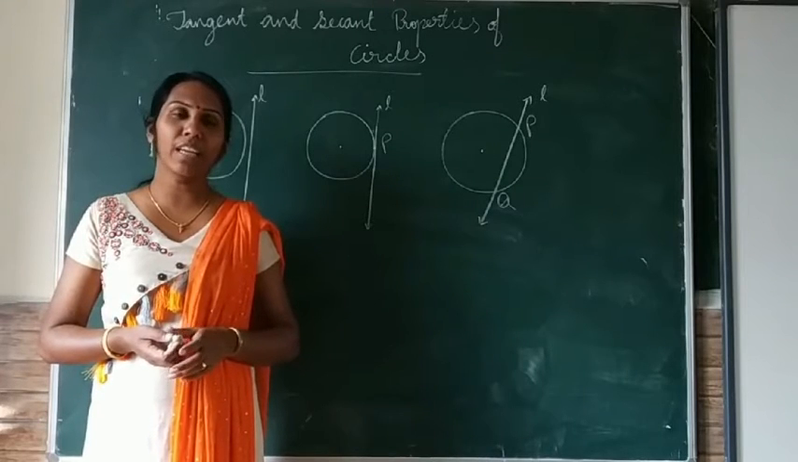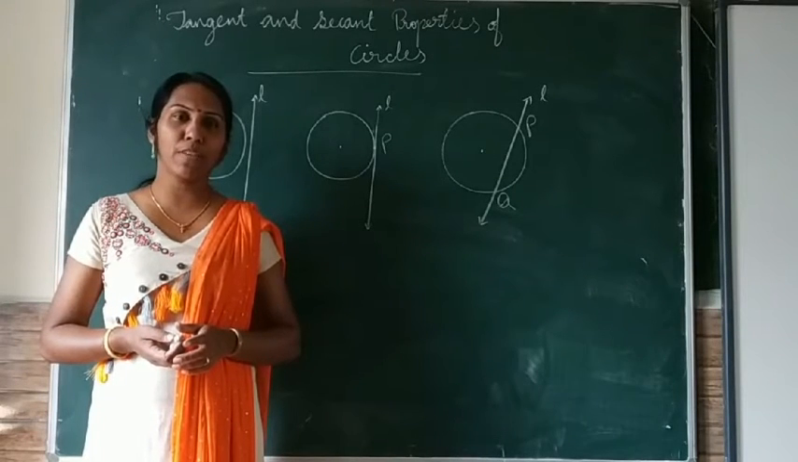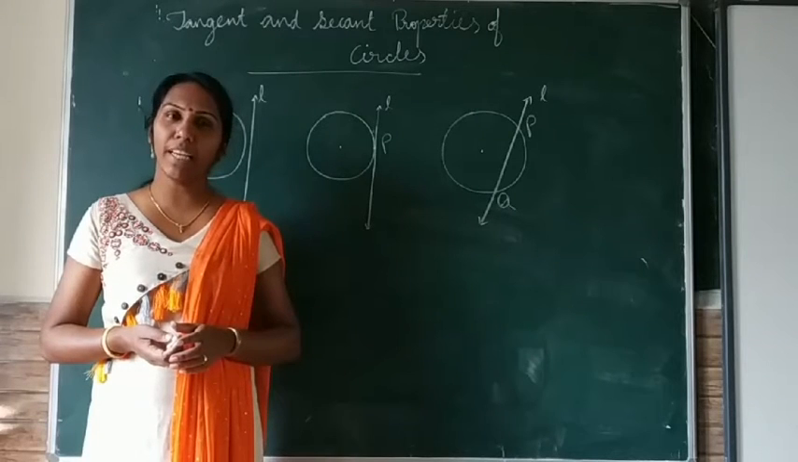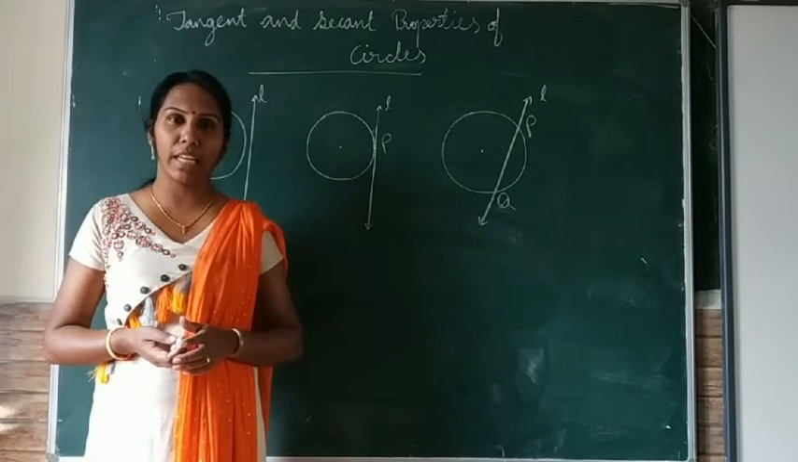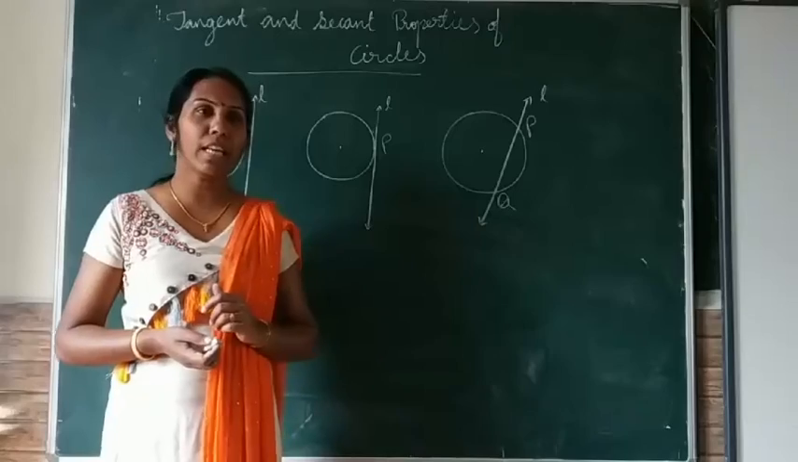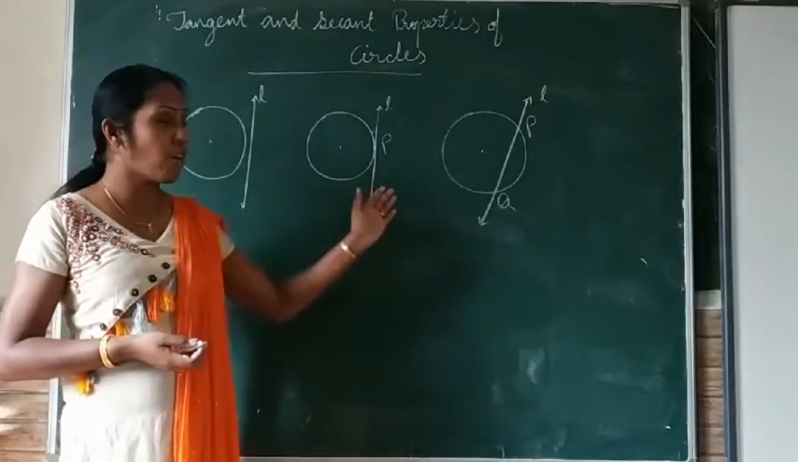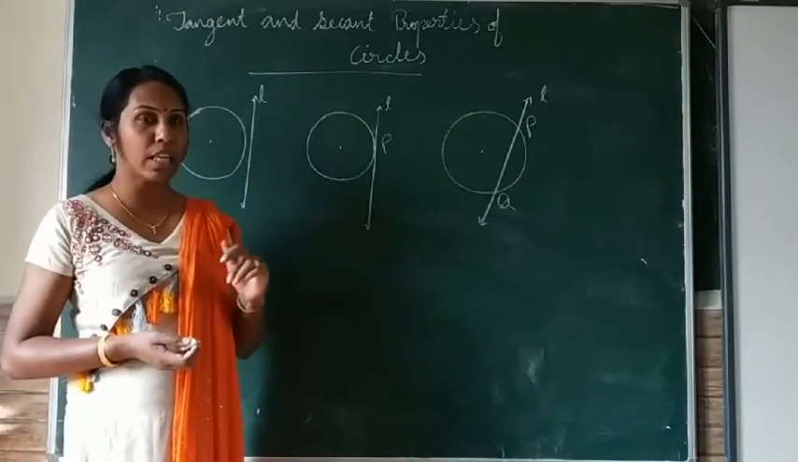Today we are going to study tangent and secant properties of circles. You have already studied what is meant by a tangent to a circle. So let us see once again. Here three different types of lines are shown regarding the circle.